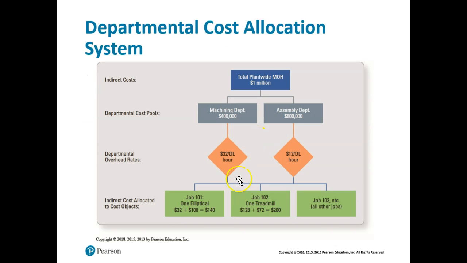All right, and this is another pretty good chart. So look, these indirect costs are the plant-wide manufacturing overhead of $1 million. We've divided it up into departmental cost pools for machining and assembly, figured out the rates, $32 and $12, okay, and then done an allocation to a cost object. The cost objects are an elliptical and a treadmill, okay, and that would keep going. Alrighty.